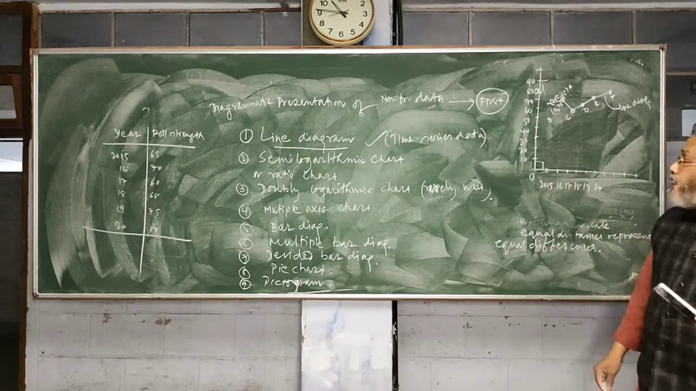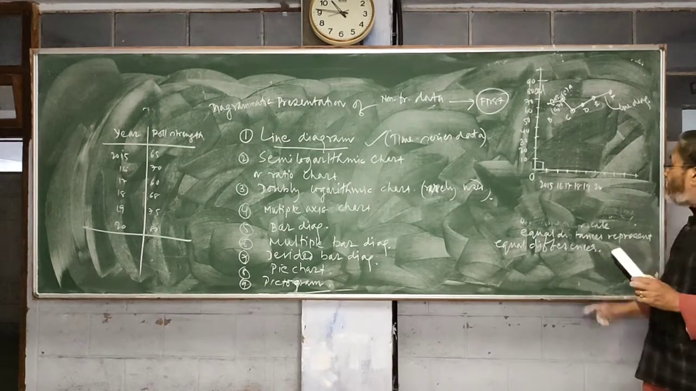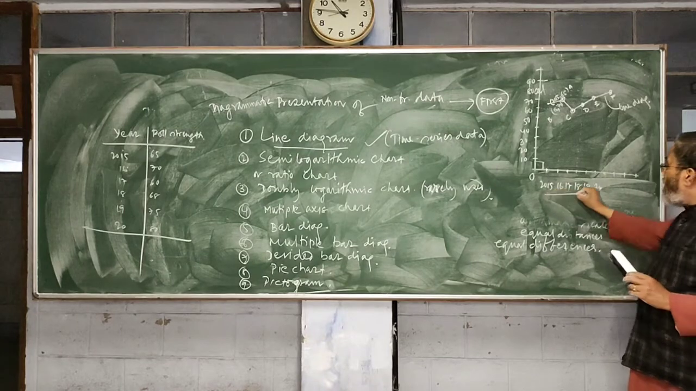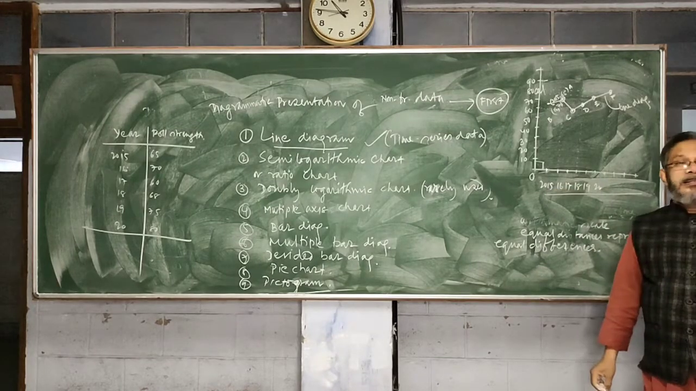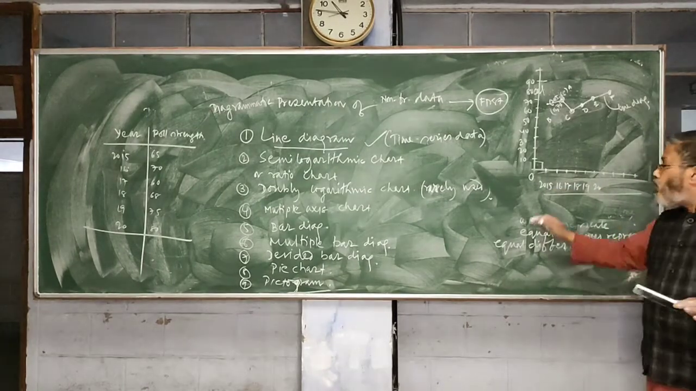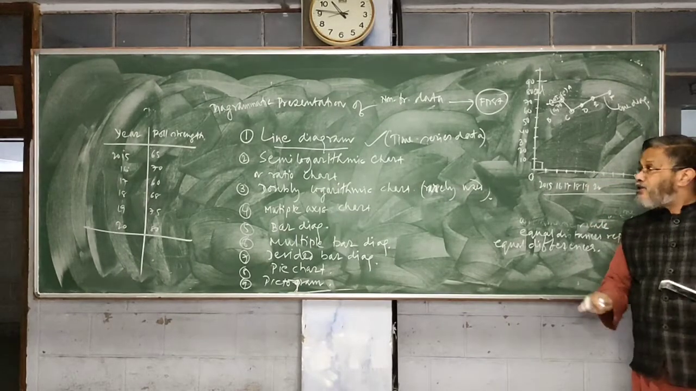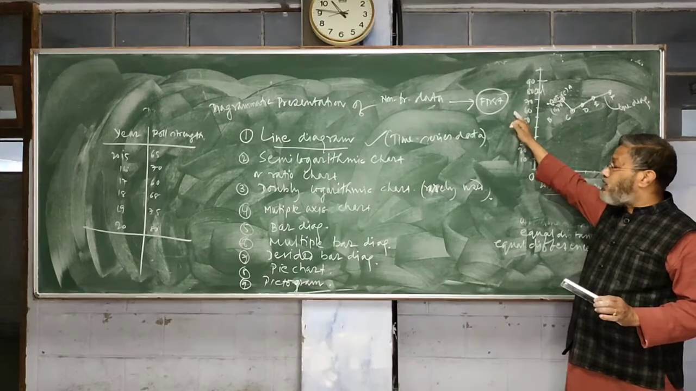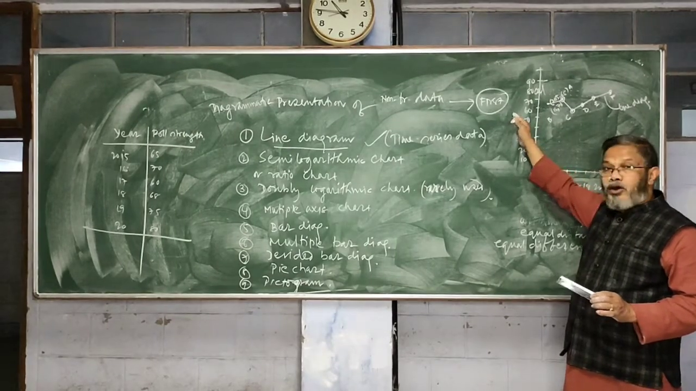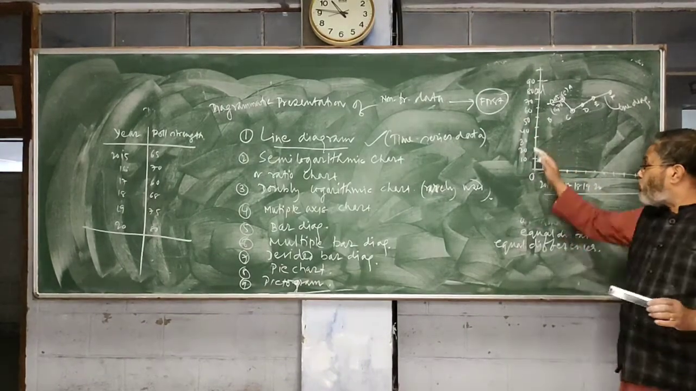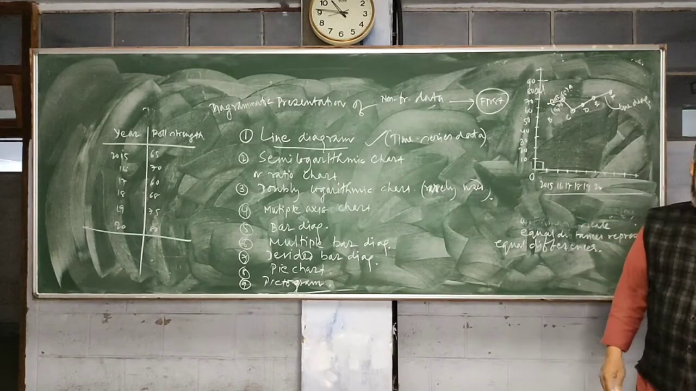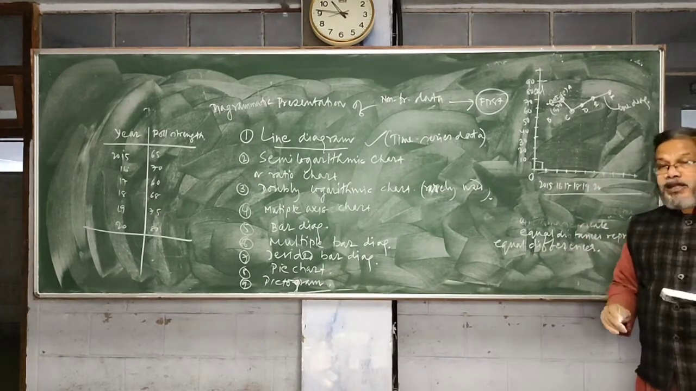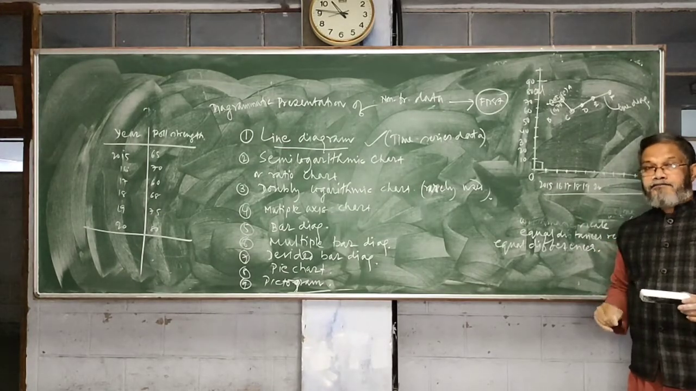Remember, whenever we are drawing this simple line diagram, we are taking an arithmetic scale on the horizontal axis and an arithmetic scale also on the vertical axis. Both the axes are arithmetic. Line diagram, simple line diagram, only one.